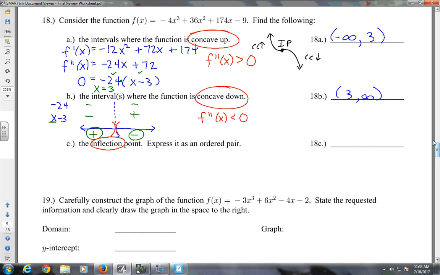Clearly, this occurs at x equals 3. So I know the x value of my inflection point is 3. I just need to find the corresponding y value. How do you get a function value? You always go back to the original. So to find the y value of the original point on the graph, I'm going to plug 3 into f. So replace all of the x's with 3's.